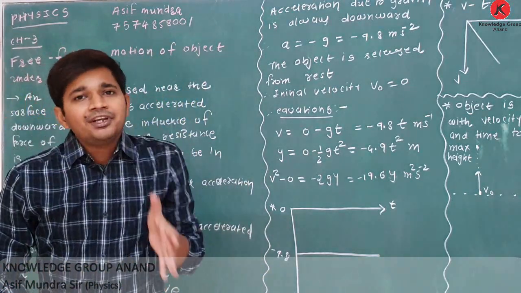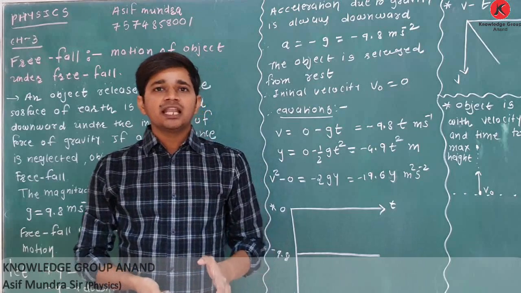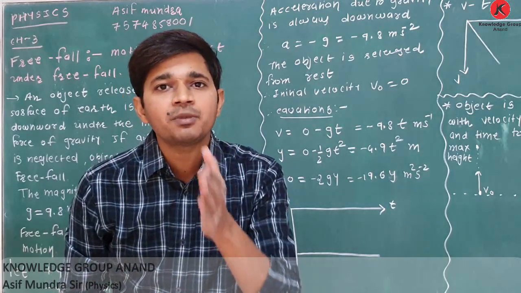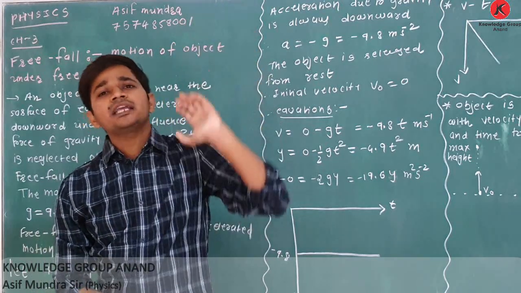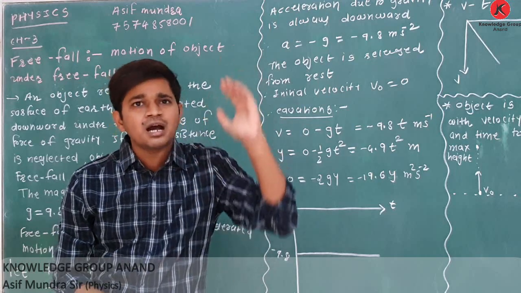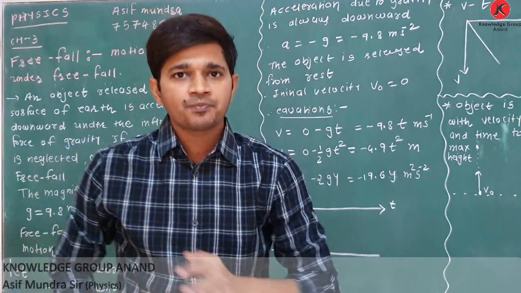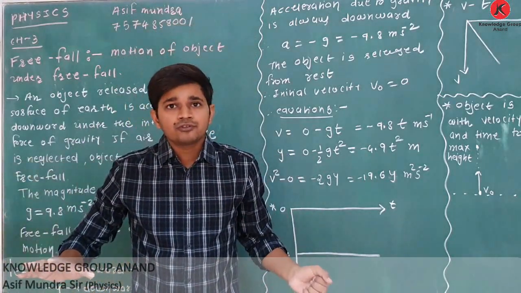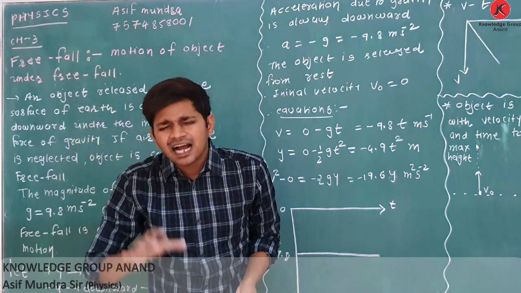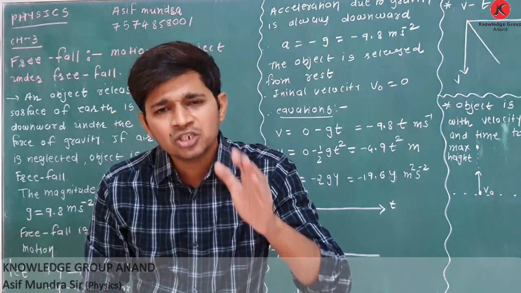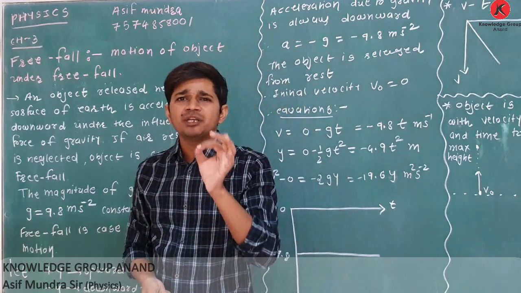Due to gravitational force, gravitational acceleration is produced, and that gravitational acceleration is denoted by g, 9.8 meter per second square. On the surface of the earth and up to some height, we can consider this value of gravitational acceleration constant. So if I am on the ground, or on top of a building, I can consider gravitational acceleration constant, because up to some height its value is nearly the same, that is 9.8 meter per second square.